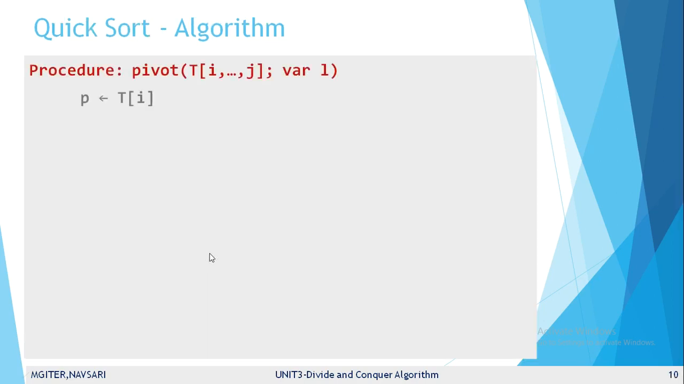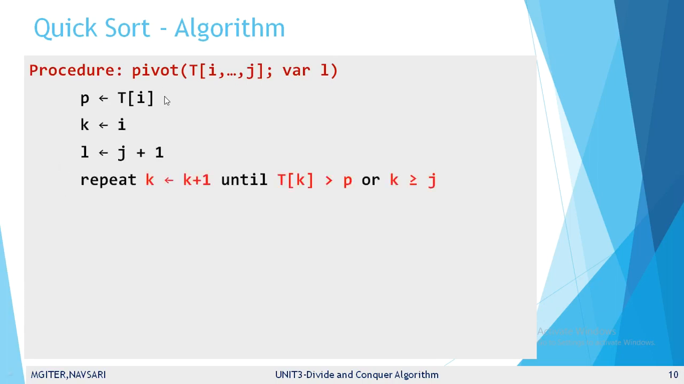Now we write the function for quicksort. Here is the procedure for how to select the pivot element and swap the elements. First of all we assign T of I to the pivot element p, I to k and j plus 1 to L. Now we increment the k by 1 until we find an element which is greater than p or k greater than or equal to j. Repeat, or we decrement L by 1 until we get an element which is less than or equal to p.